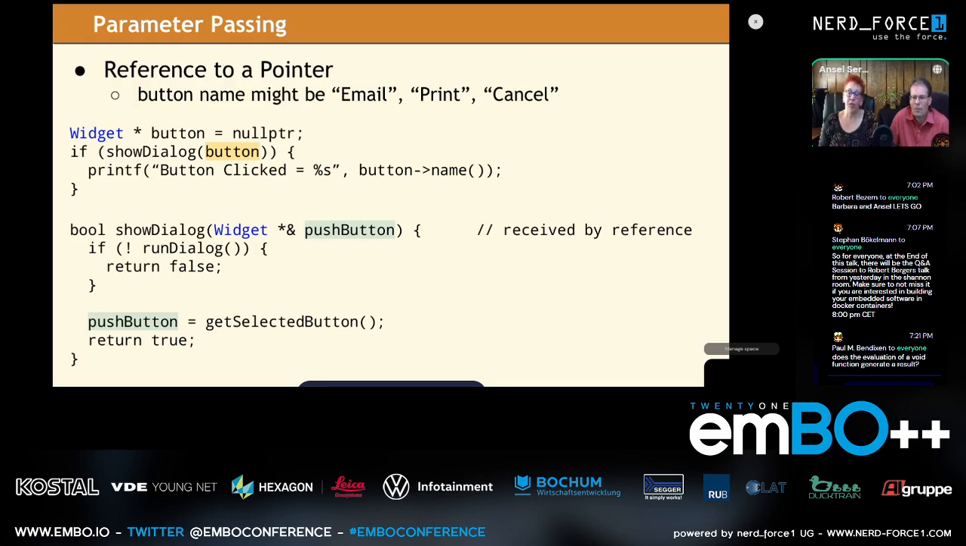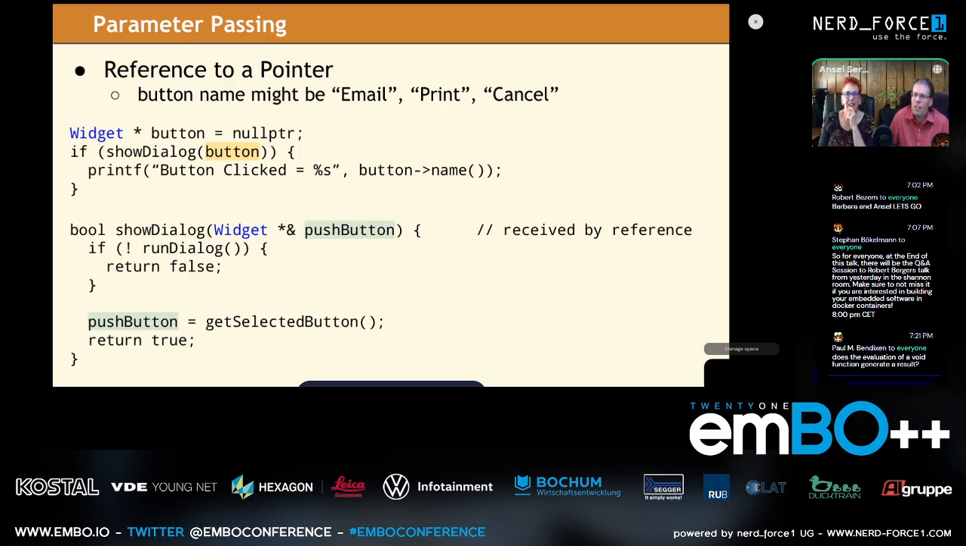The idea of this code is that we're going to run the dialog. If the dialog fails, we just return false. If the dialog succeeds, we're going to do something and return true. Ultimately, we're then going to be able to print what the user clicked, whether it was email, print, or cancel. A little bit of a contrived example. But what it really shows is the way that we are receiving the parameter and the way that show dialog has the ability to update a pointer by reference.